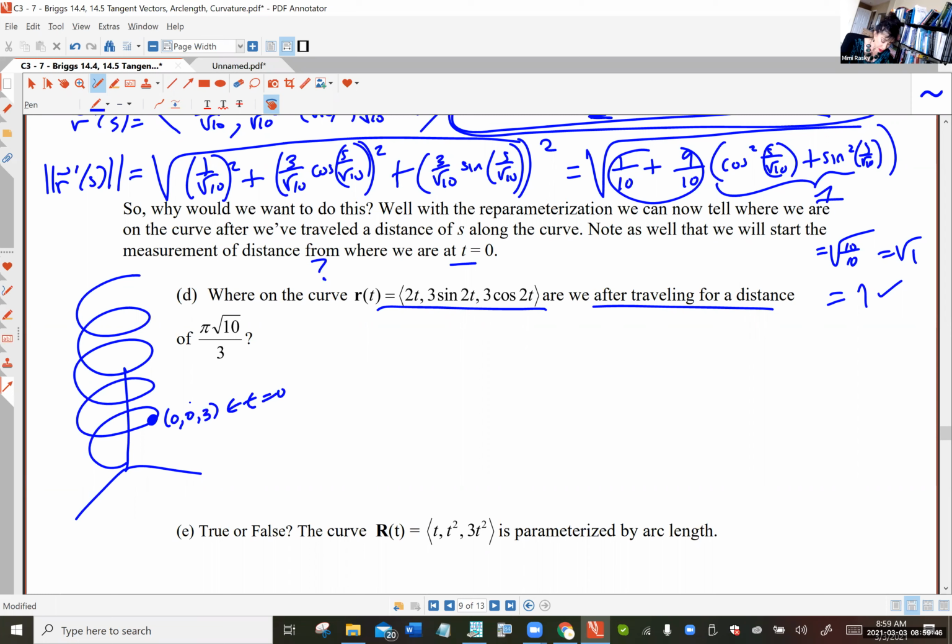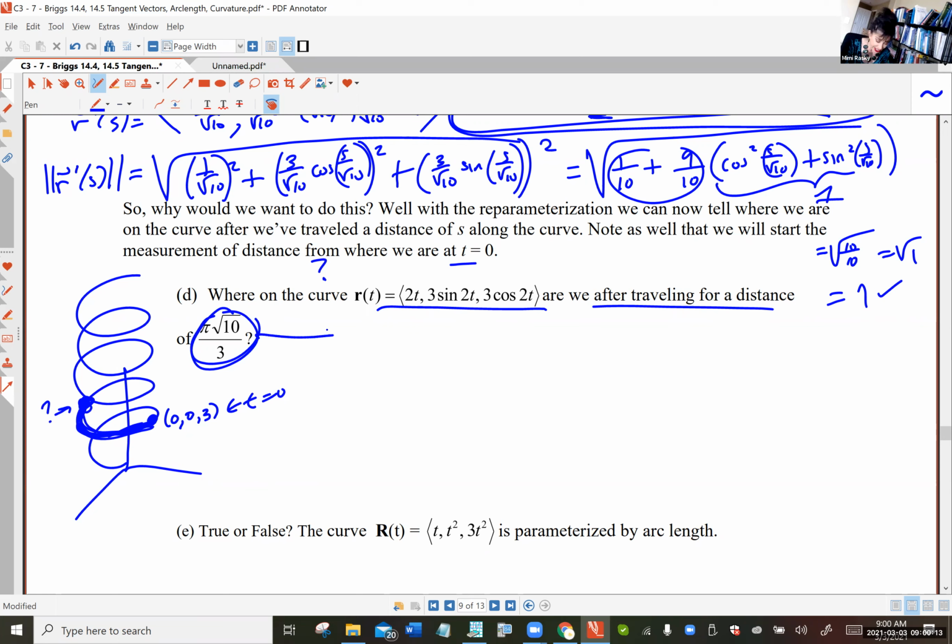And you traveled a certain distance. You're humming along this curve, so you start going along the curve. Let's say you make it over to here, I'm just guessing, like right there. And let's say that arc length is this number, pi square root of 10/3. Okay, where are you on the curve? What are the coordinates of the point right there? Like you made it, woohoo.